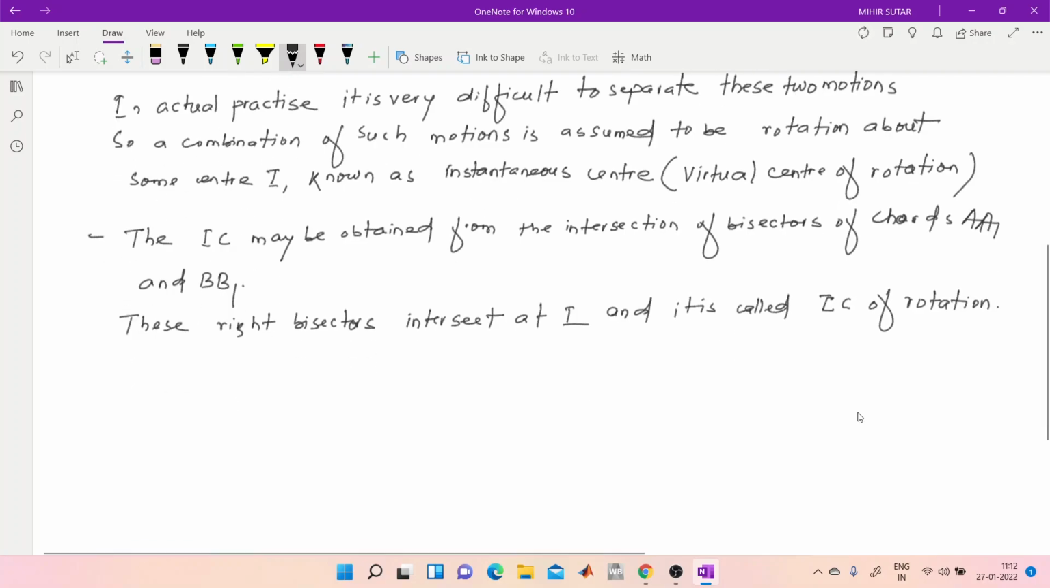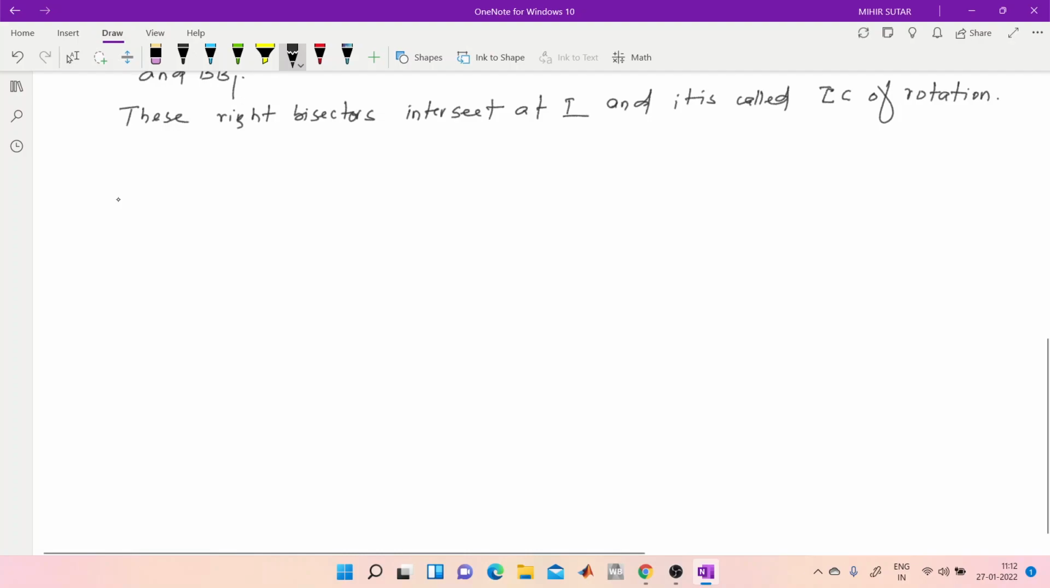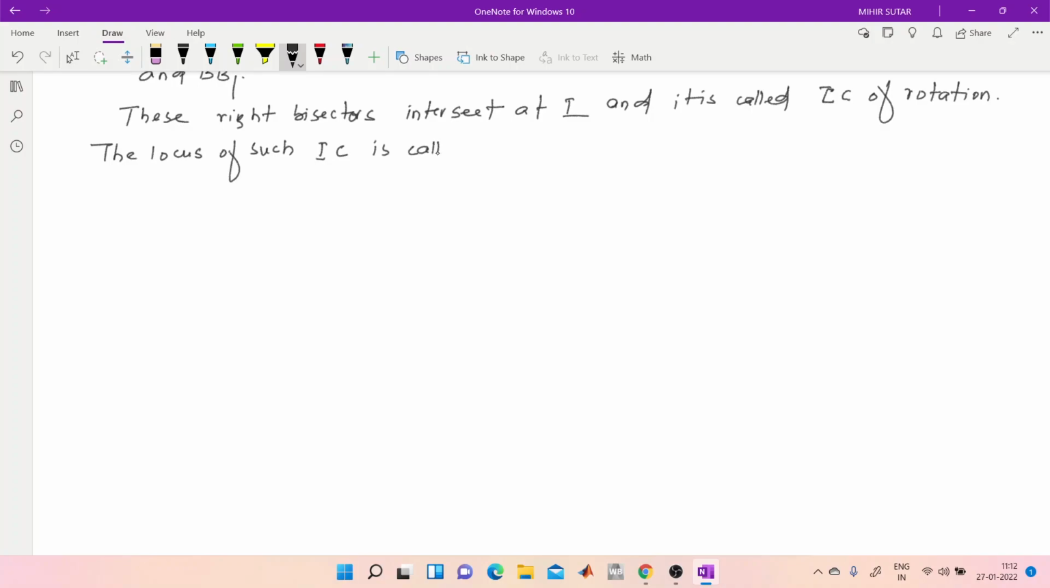Right. Now the locus of such instantaneous centers is called the centroid. Okay, centroid.